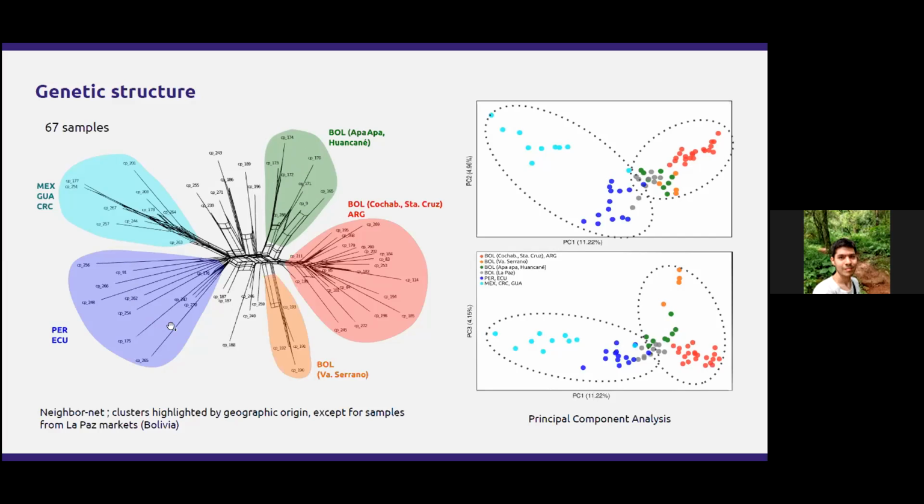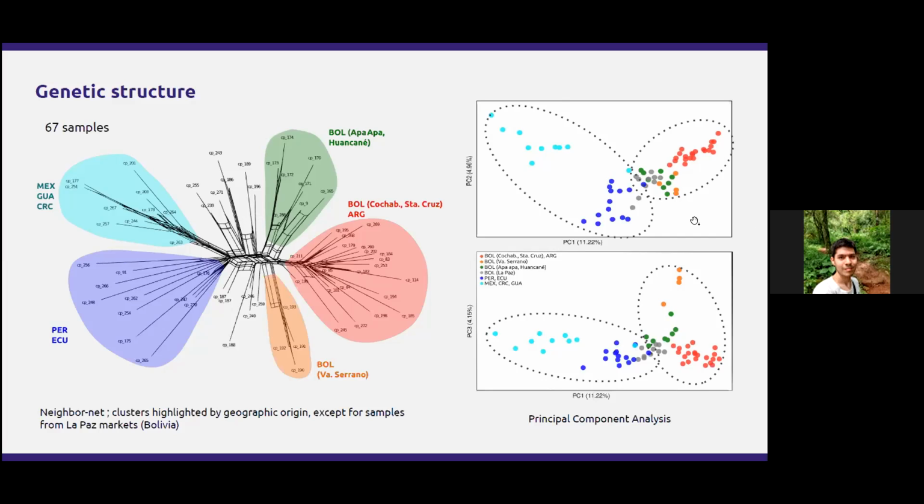And to finish with this figure, we also have this group highlighted in blue that includes material from Peru and Ecuador. And finally, in the center of the network, we can see this high reticulation. We find the samples from La Paz market here. These samples have this highly reticulated pattern, and for that reason, those reticulated relationships cannot be assigned to any cluster.